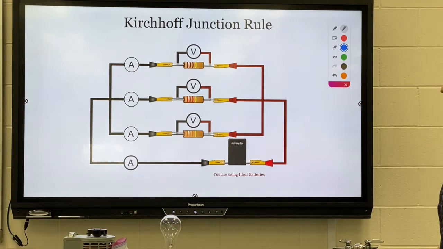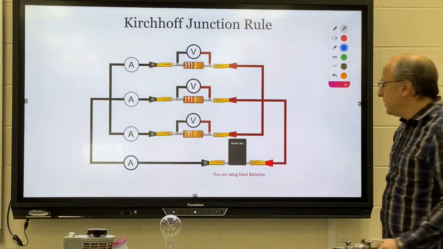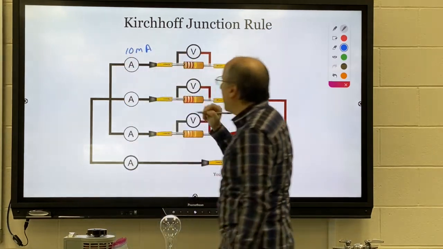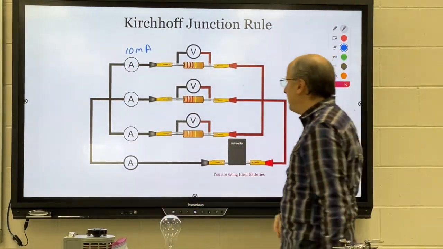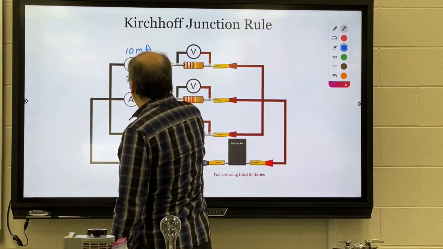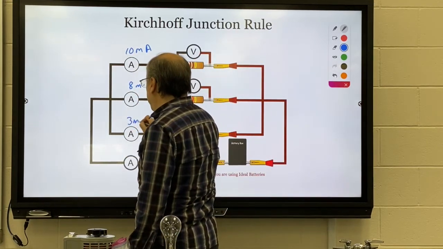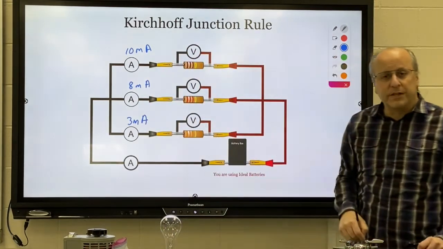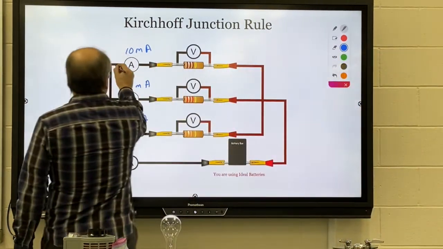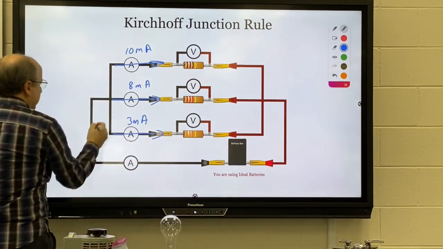How would we apply our junction rule? Well, let's say we had a parallel circuit like this. I'm just going to make up some numbers. Let's say we calculated our current in the top branch and it came out to be 10 milliamps. We calculate our current here, and let's say it comes out to be 8 milliamps. And we calculate our current here, and let's say it came out to be 3 milliamps. Again, it's not consistent with the resistor shown. I just want to give you the idea of how this is going to work out. Okay, so we have 10 milliamps flowing this way, 8 milliamps, 3 milliamps.